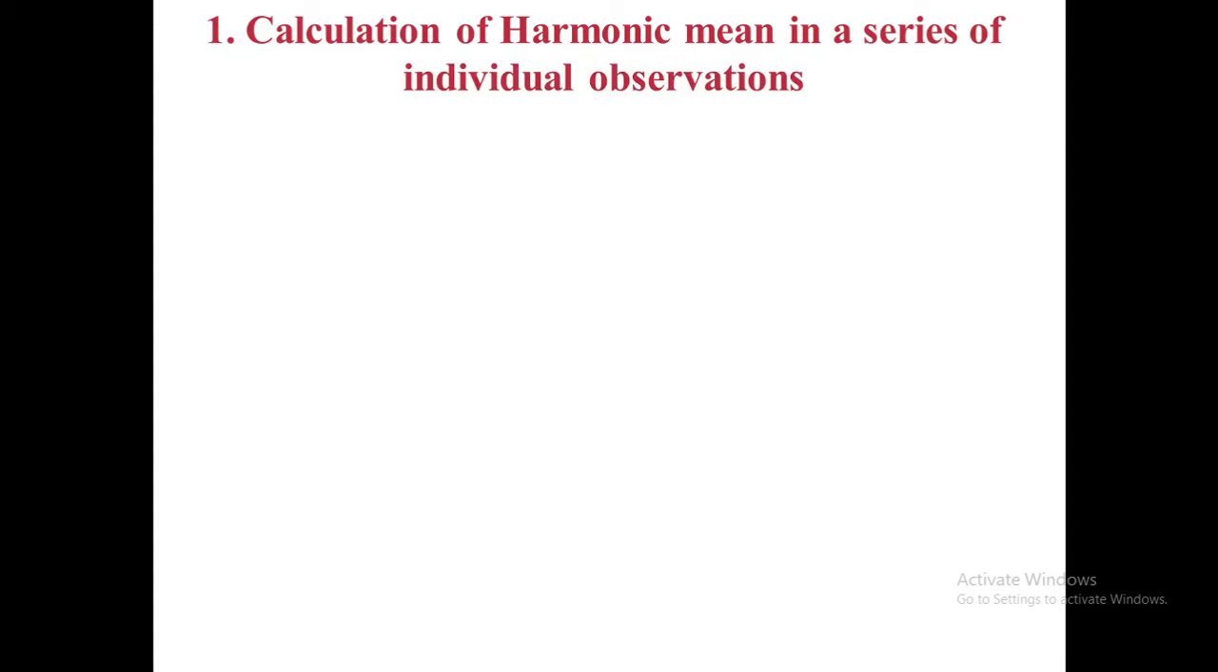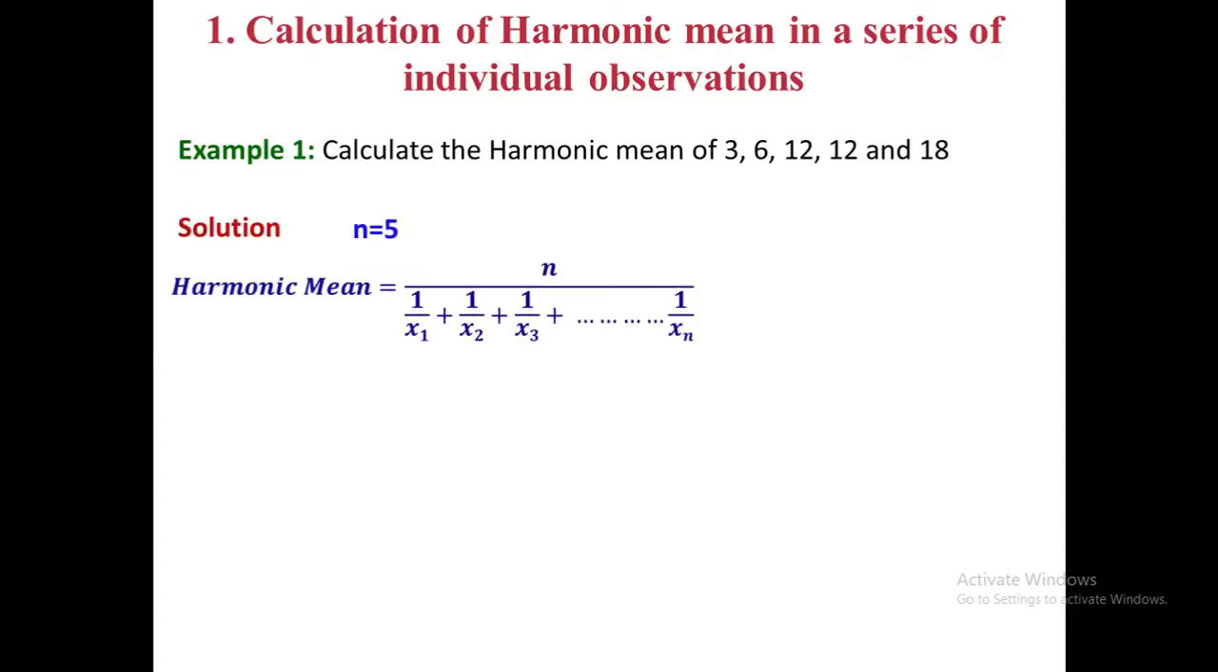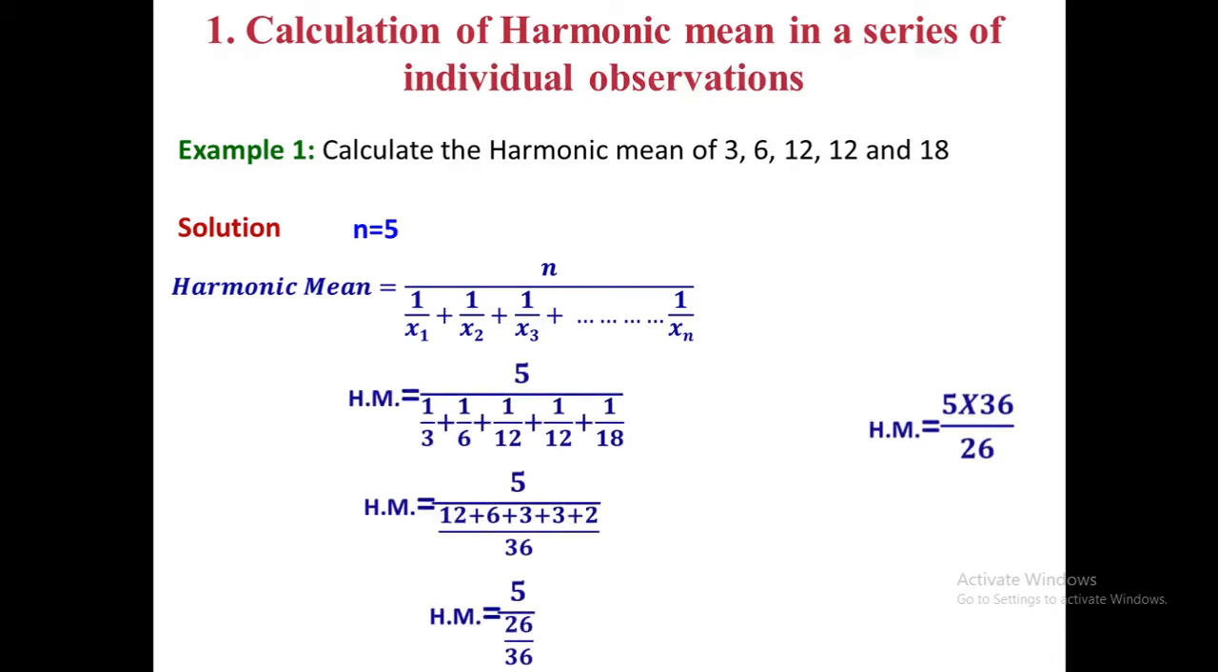First of all, we will see how to calculate harmonic mean in a series of individual observations, such as in example 1, where we have to calculate the harmonic mean of 3, 6, 12, 12 and 18. Here, the total number of observations, or n value, is 5, x1 is 3, x2 is 6 and so on up to xn, that is 18. After putting all these values in the harmonic mean formula, we can calculate that harmonic mean for this dataset is 6.923.